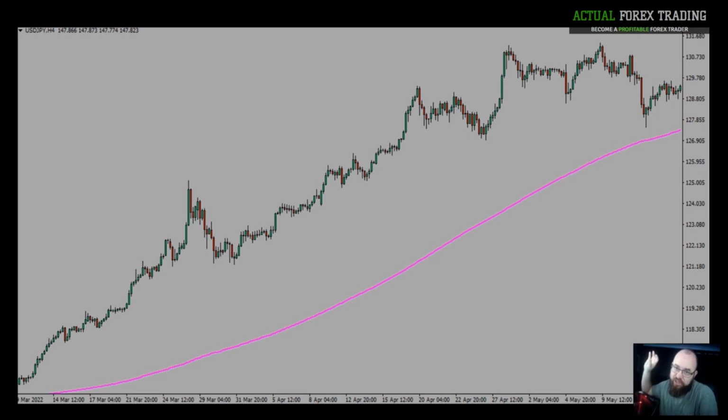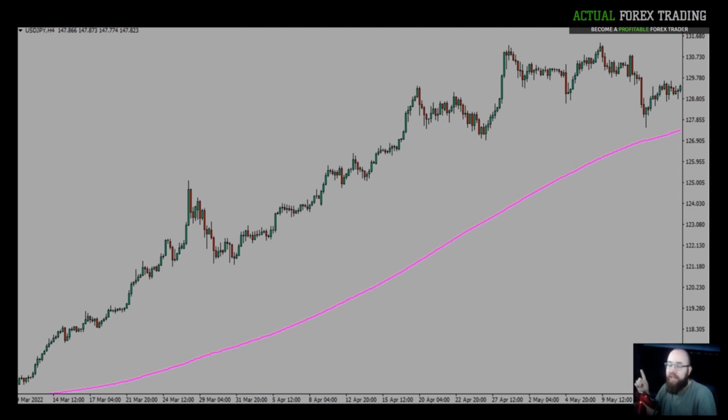Moving averages can show price direction. Looking at this slide in front of me, this is a chart of US dollar, Japanese yen. It's the 4-hour time frame, and this purple line coming across the chart here is my moving average. Okay, now there's a couple ways we can use this moving average for price direction, to know the current price direction.